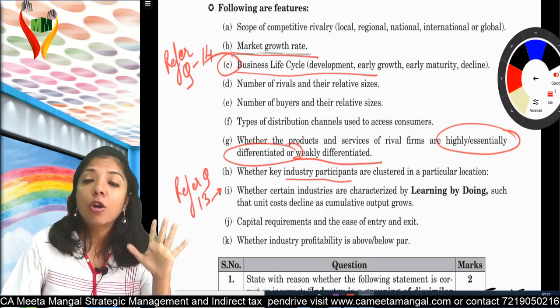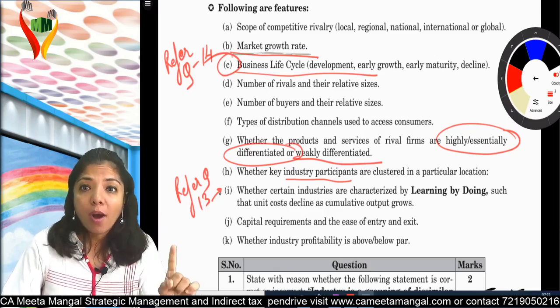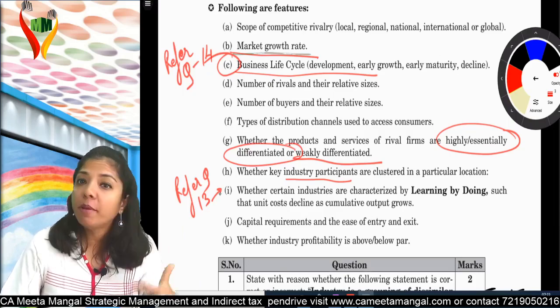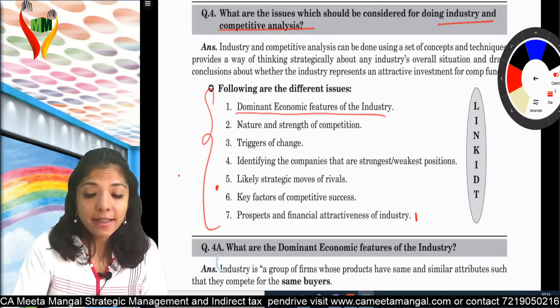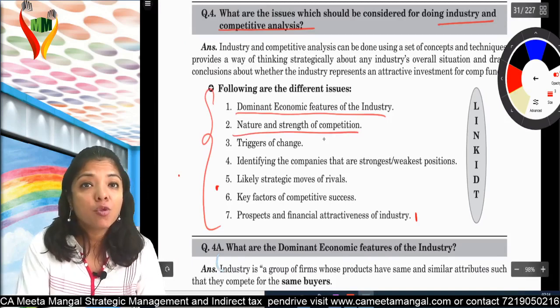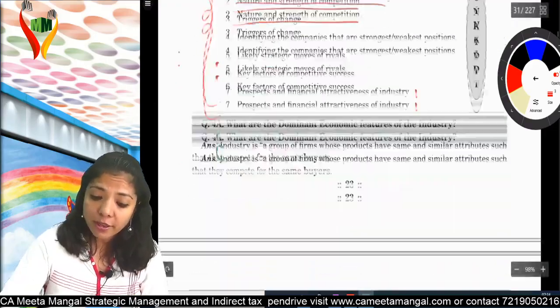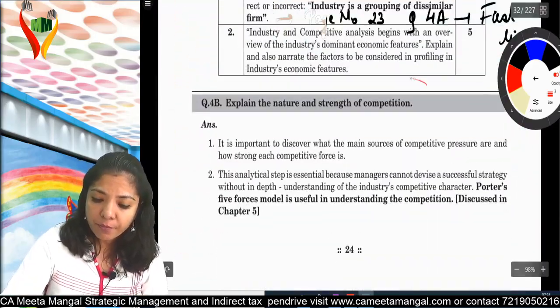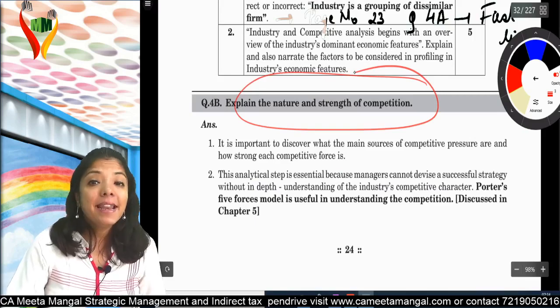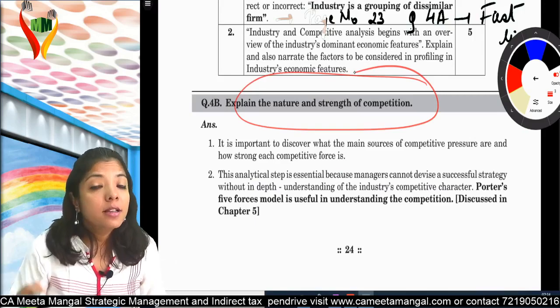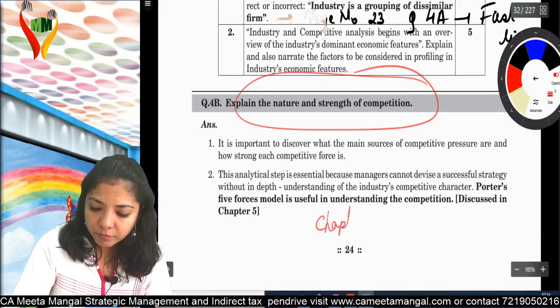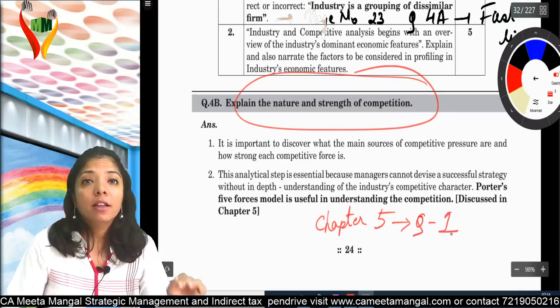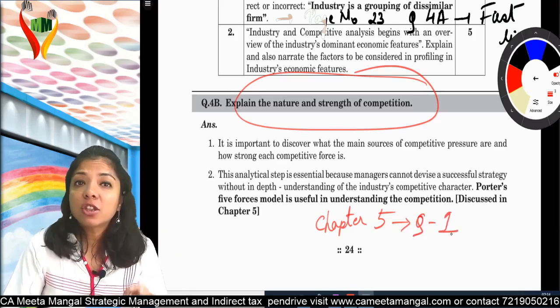Am I clear? So out of 7 issues, we're done with issue number 1. What is issue number 1? Dominant economic feature. Now what is the second issue? Nature and strength of competition. See, every issue has one question. To come to question number 4b, nature and strength of competition. This topic I will be doing with chapter 5, question number 1.